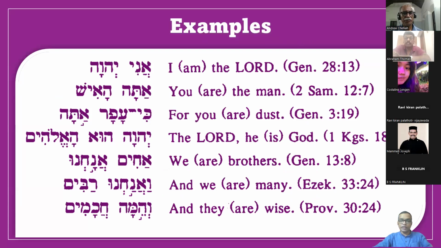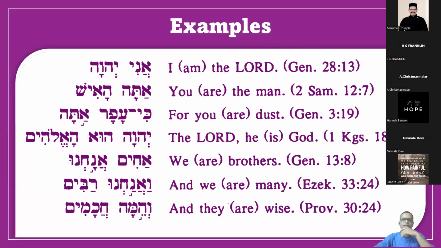Can you read the next phrase? Yes, sir. Adonai hu ha Elohim. Okay, Adonai hu ha Elohim. The meaning, translation: the Lord, He is God. Okay, the Lord, He is God.